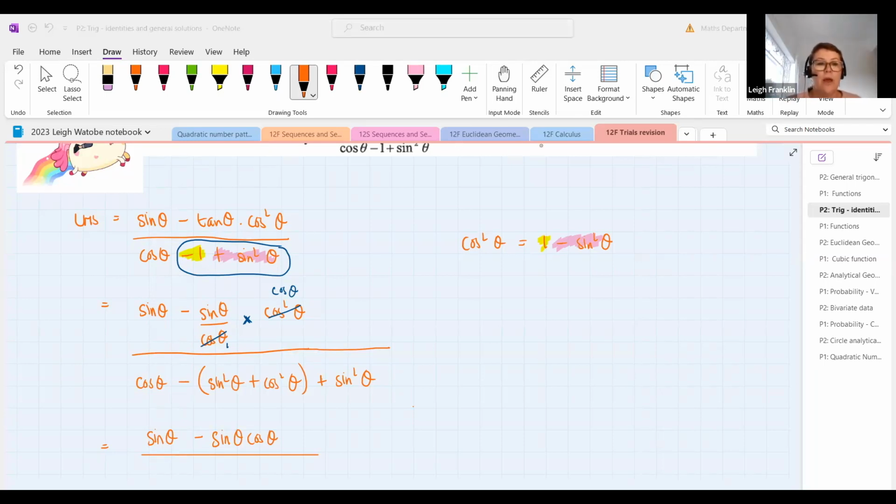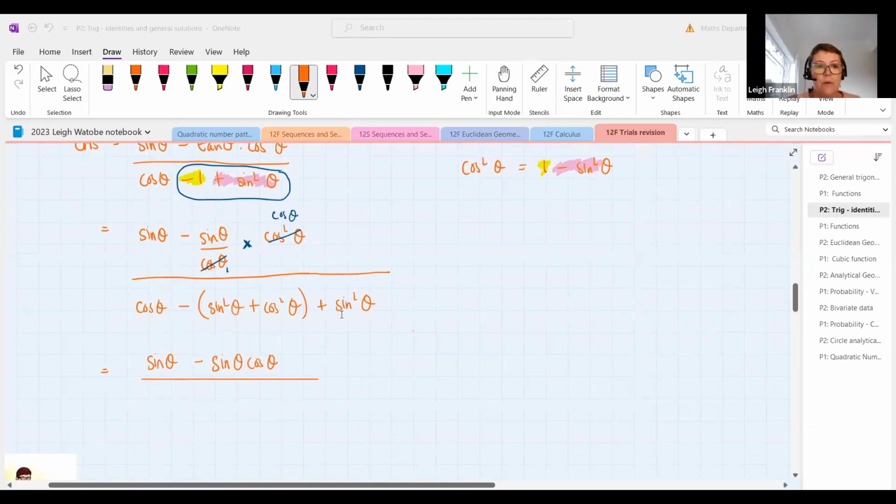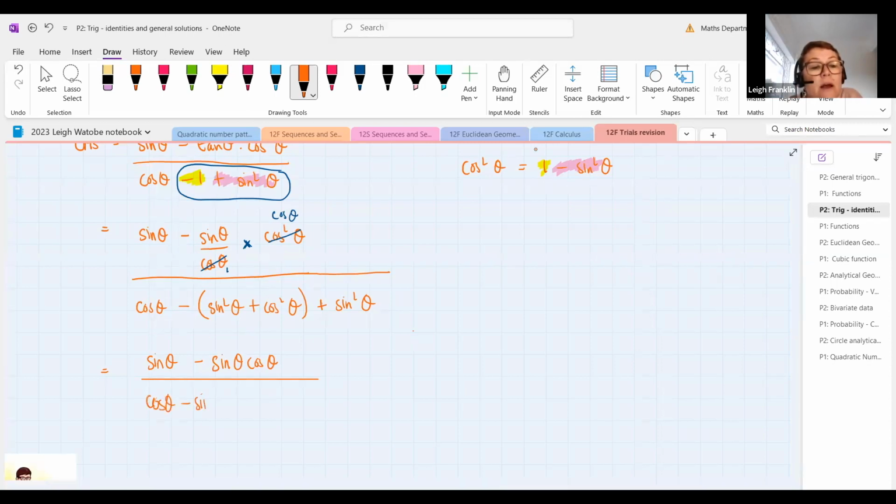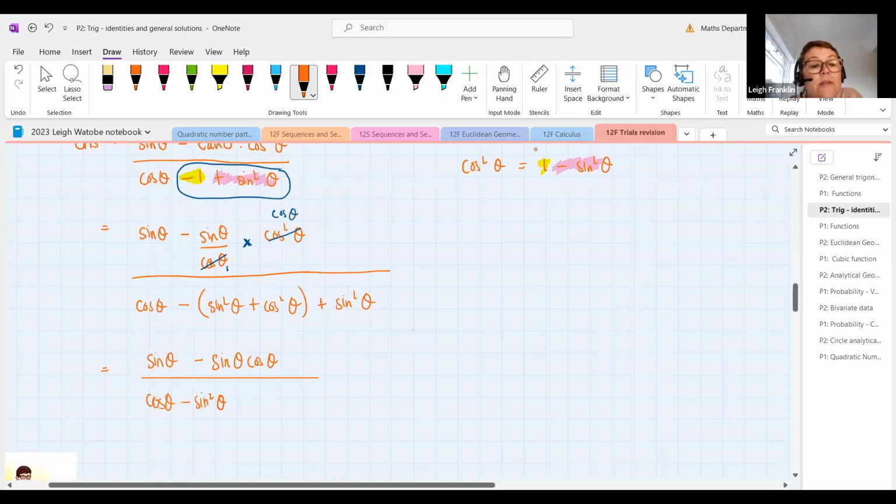Yes, cool, okay. And now at the bottom, I'm going to remove these brackets and I'm going to end up with cos theta minus sine squared theta minus cos squared theta plus sine squared theta.